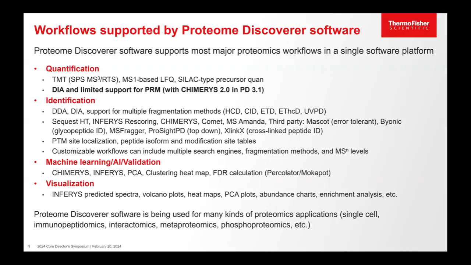And Proteome Discoverer is being used for all sorts of different kinds of proteomics applications. If you do a search for Proteome Discoverer in the literature, you'll see it's used for single cell, immunopeptidomics, interactomics, metaproteomics, phosphoproteomics, glycoproteomics. It's being used for many, many different kinds of things. But I don't have time to go into all the details about all the different workflows, but because there's a DIA focus in this meeting, I'll just talk about how Chimerys and INFERYS are used to support DIA quantification. And just to note that DIA quantification was released as part of Chimerys with the PD 3.1 release that was last September. So previous versions of Proteome Discoverer do not have support for DIA workflows.